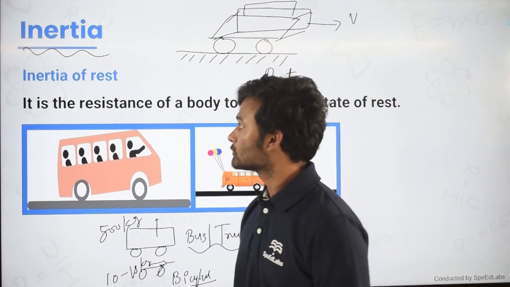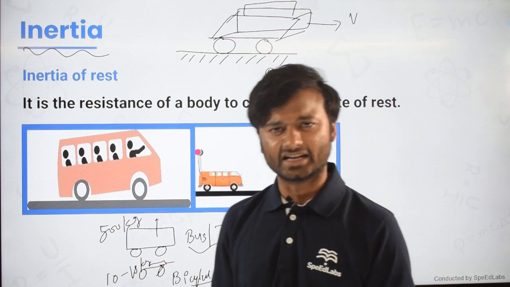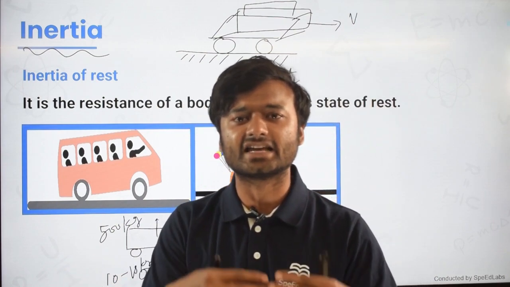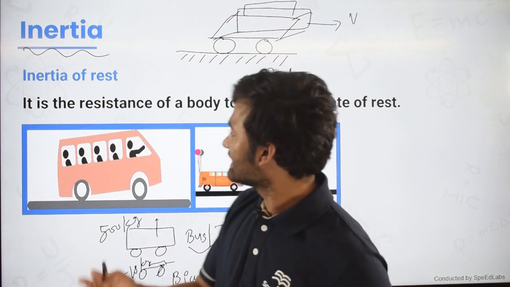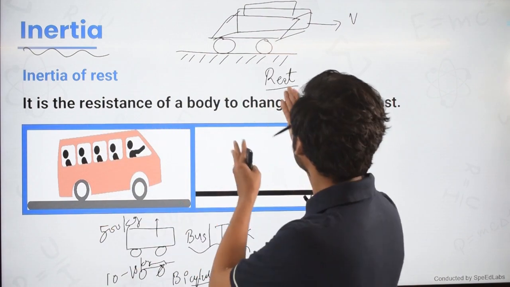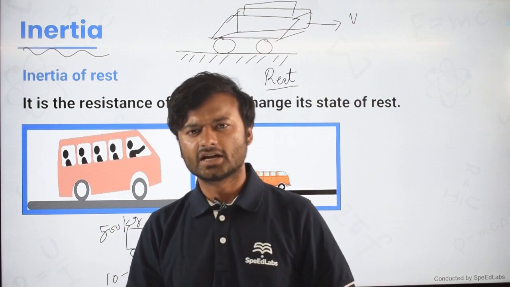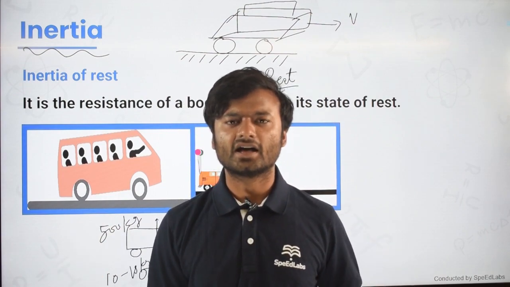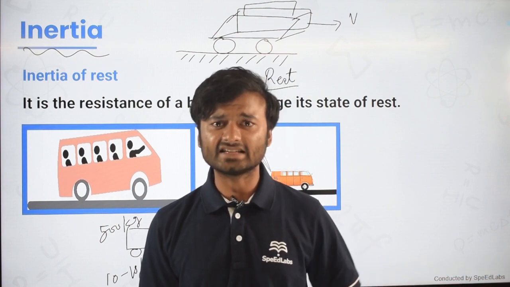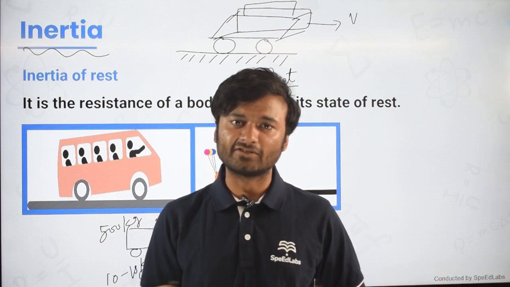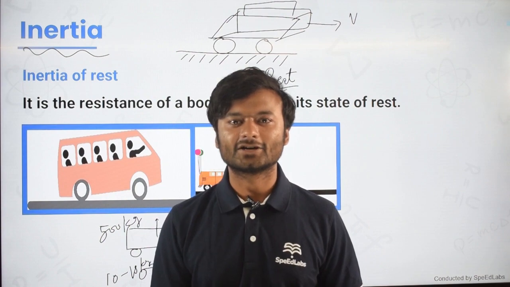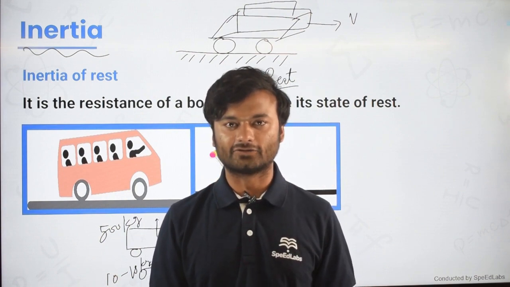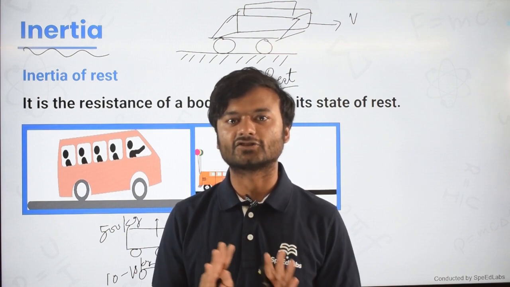Understand? Okay. So there are various types of inertia that we will study. The first type is inertia of rest. It is the resistance of the body to change its state of rest. The body is saying, I will always be at rest. Just come and try to make me move. I will resist, but I will stay in the state of rest. So it is the resistance caused by the body to remain in the state of rest. This is the inertia of rest.